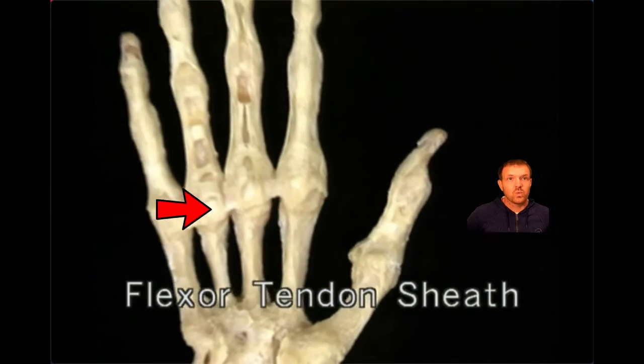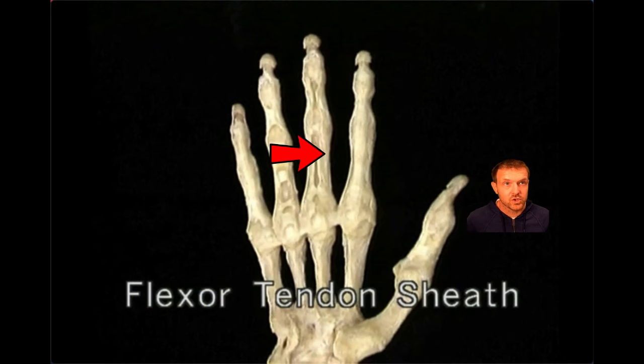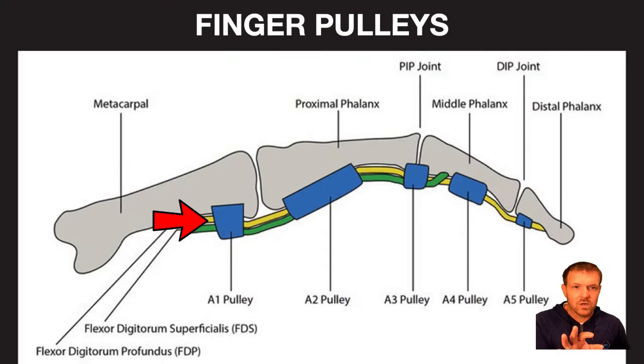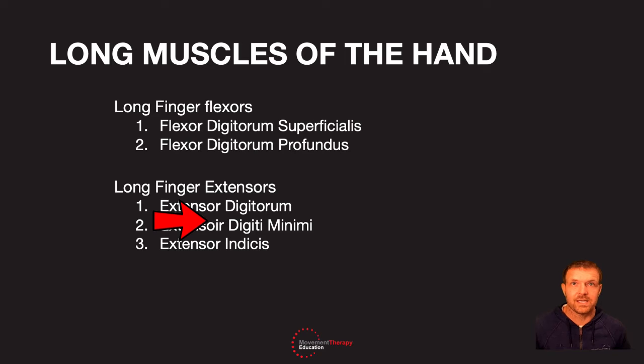So the thumb has 1 flexor tendon, and we're going to have a look at that when we get to the thumb. Okay, so 2 for each of the fingers, and then 1 in the thumb. But we'll come to that in another session. Cool. So what we're going to have a look at now is what goes into those pulleys. And we're going to have a look at the muscles of the wrist and hand, but we're going to be focusing on the fingers for today.